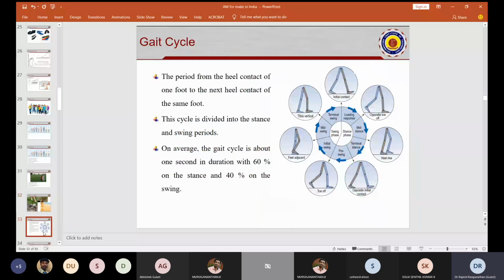And speaking of the gait cycle, as I mentioned, when we are standing, the entire weight is transferred to the ground, whereas when we are in mobility, only 60% of the time our foot strikes the ground, and 40% of the time our foot is in the swing phase, or in the air. So that means that for 40% of the time there is no loading. Only 60% of the time does our foot get loaded on the ground.